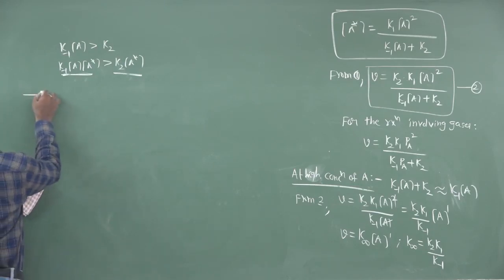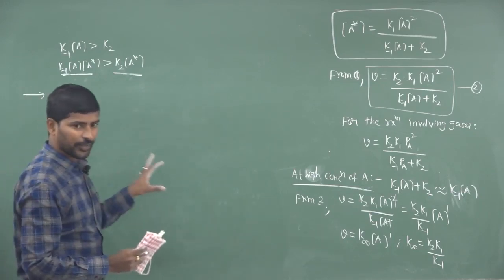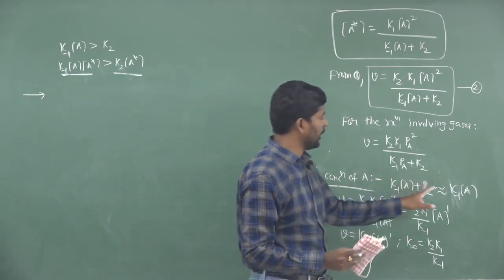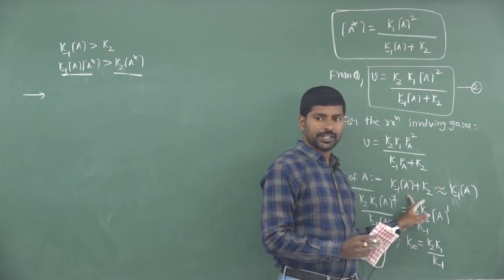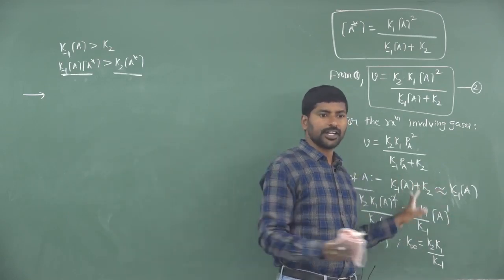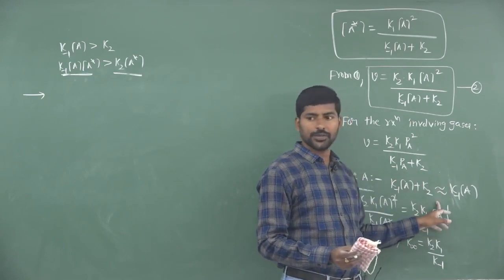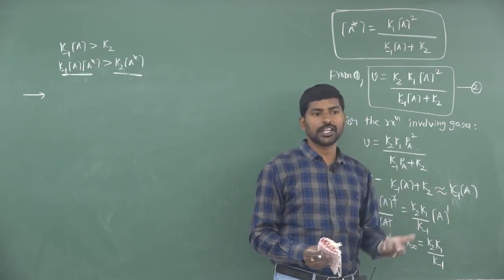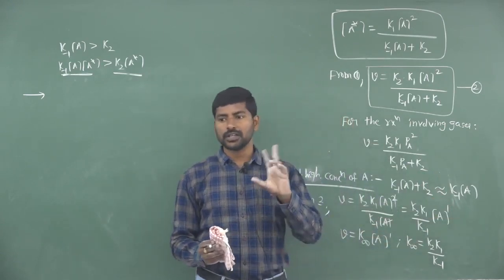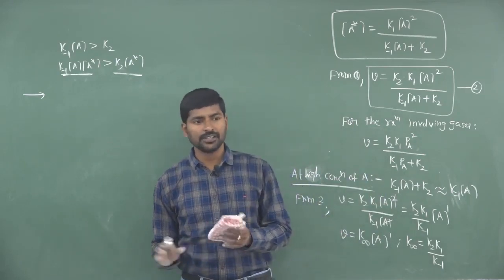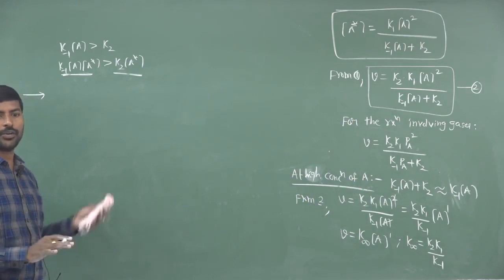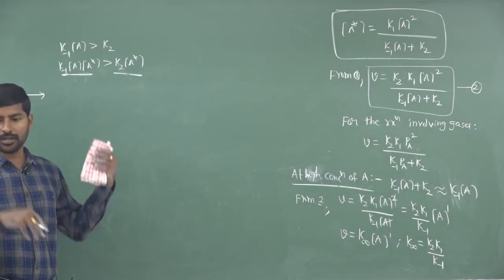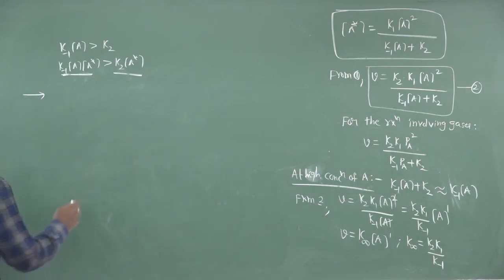Okay, next one, we are taking a particular situation. Previously we considered rate of product formation is more compared to deactivation. Now we considered rate of deactivation is more compared to rate of product formation. Now we are taking a particular situation, both occur at same rate. Consider a particular situation where rate of deactivation step and rate of product formation step both are occurring at same rate.